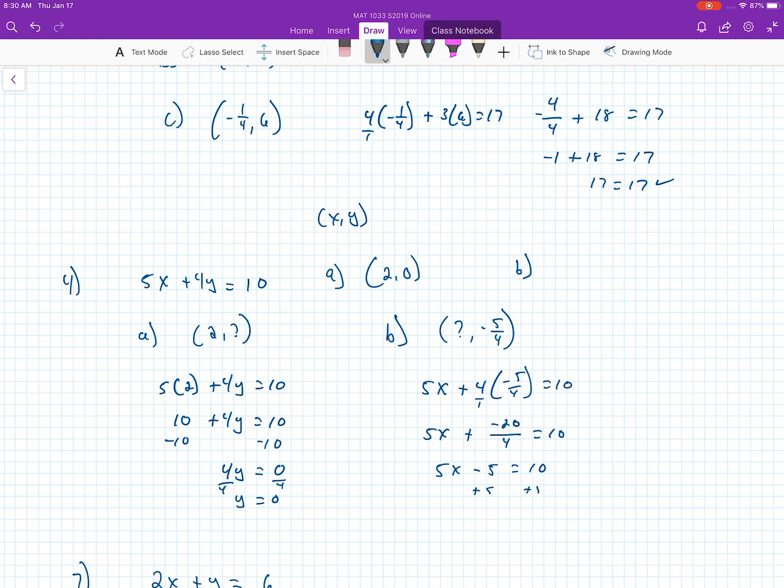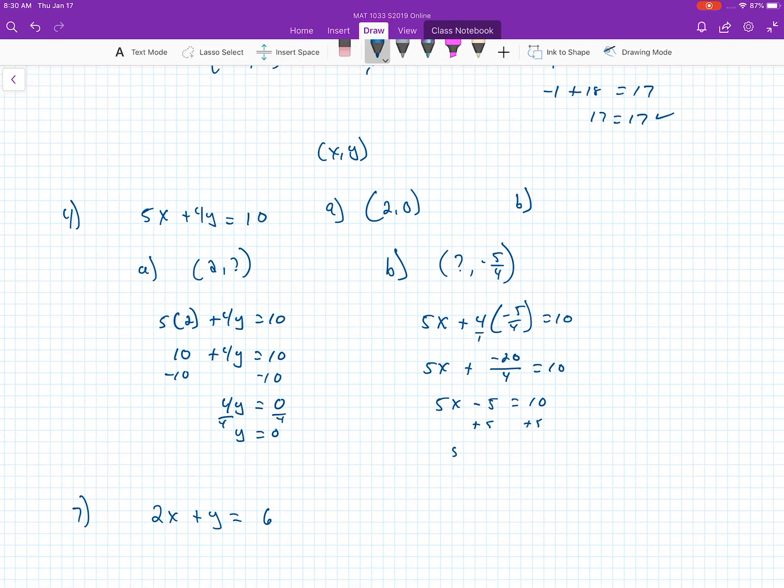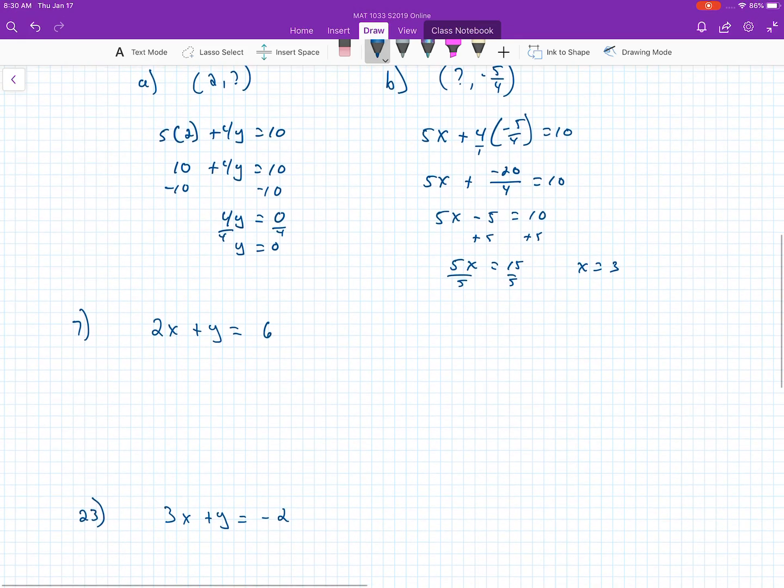So I add 5 to both sides. And I get 5x is equal to 15. I divide both sides by 5, and I get x is equal to 3. So the ordered pair here is 3, negative 5 over 4.